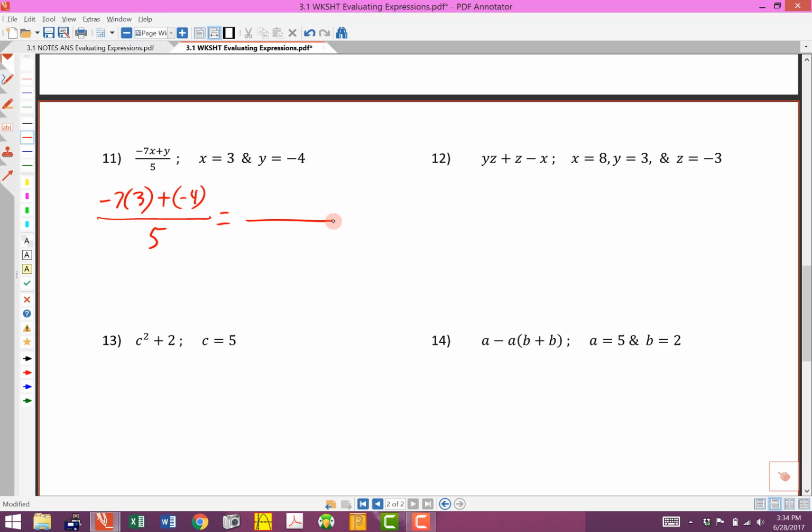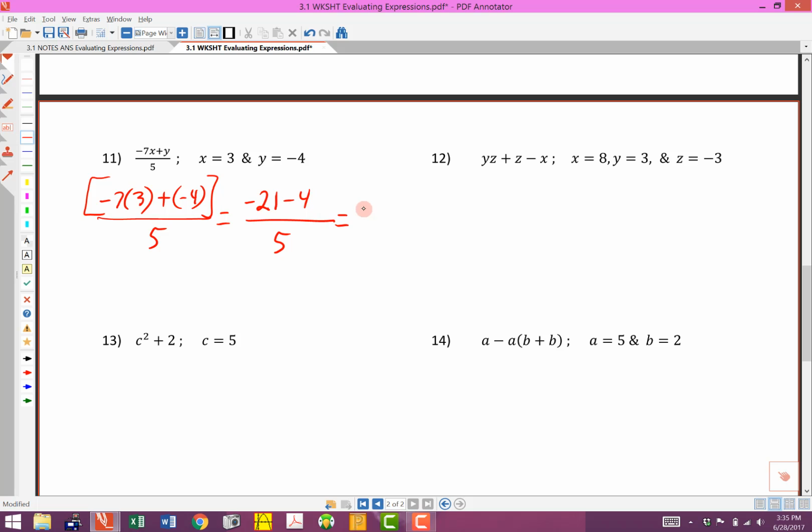Now remember, that horizontal fraction bar itself is a grouping symbol, so that means we need to do everything on the top, figure out what the top is, figure out what the bottom is, and then we'll carry out the division that's meant by that horizontal fraction bar. So we've got multiplication, and we've got another multiplication problem here if you want to think of it that way. This is negative 21. Negative 7 times 3 is negative 21. This is positive times a negative. That's going to be a negative 4. That's over 5. And then we still have some simplifying to do to get a single answer on the top.